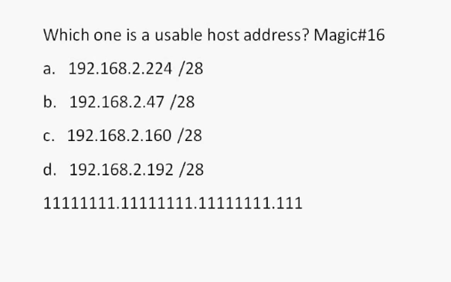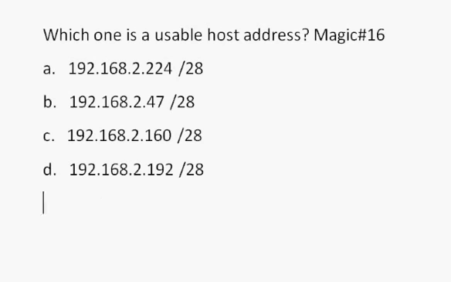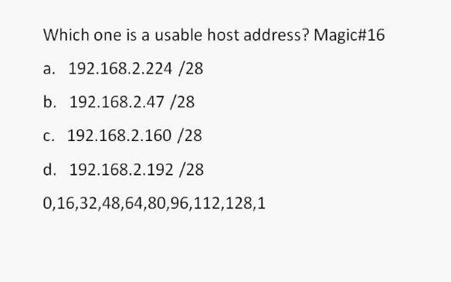So I'll get rid of that, and we'll lay out the networks. First we have the 0 network, then the 16 network, go up by 16, 32, go up by 16, 48, go up by 16, 64, go up by 16, 80, 96, go up by 16, you get 112, 128, 144, 160, 176, then add 16, that's 192.